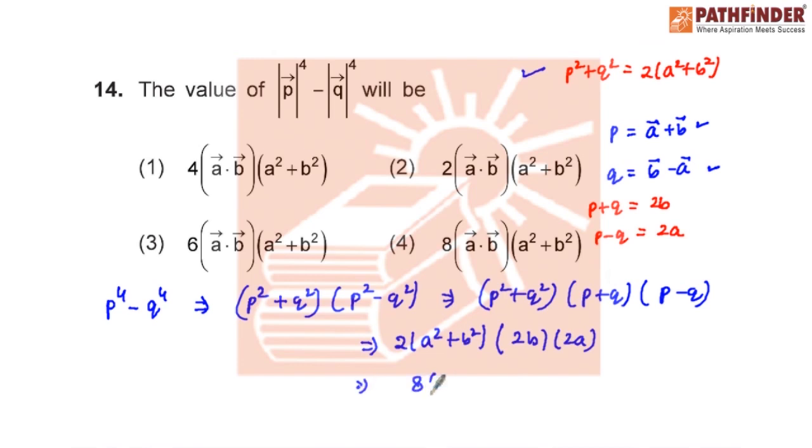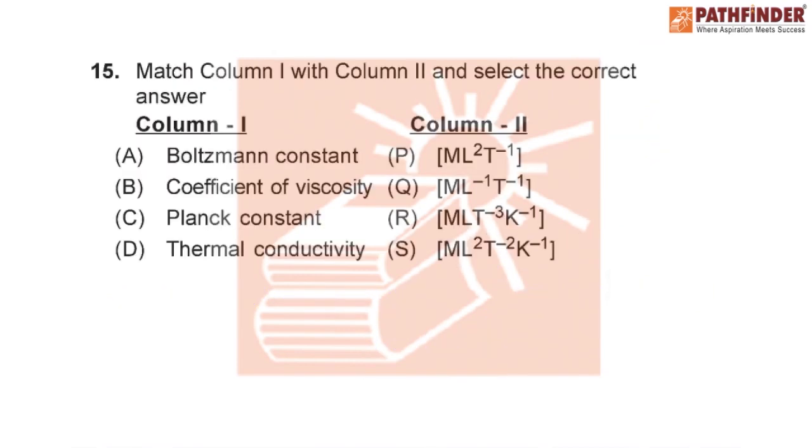We get 8 times of A dot B, A square plus B square. So it is matching with option 4. For question number 14, option 4 is correct. Let us move to the next question.